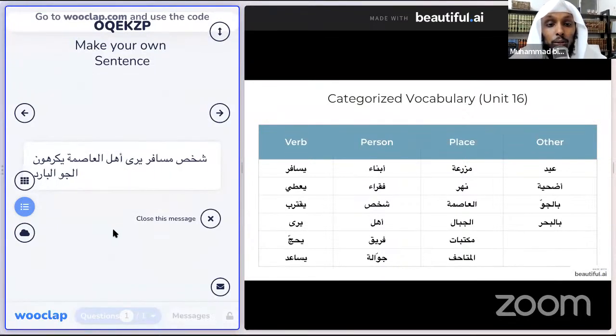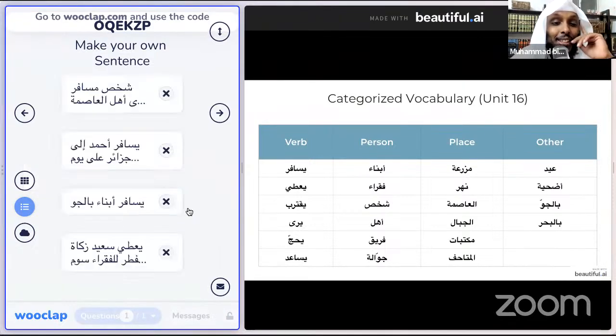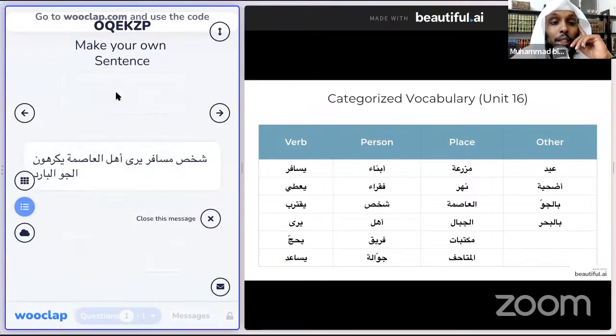شخص مسافر يرى أهل العاصمة يكرهون الجو البارد. This should be شخص مسافر. Okay, no problem. يرى أن أهل العاصمة يكرهون الجو البارد. Why is that? Because, well, it's very advanced grammar. Let's leave it at that before I confuse other people. But it should be يرى أن أهل العاصمة يكرهون الجو البارد.